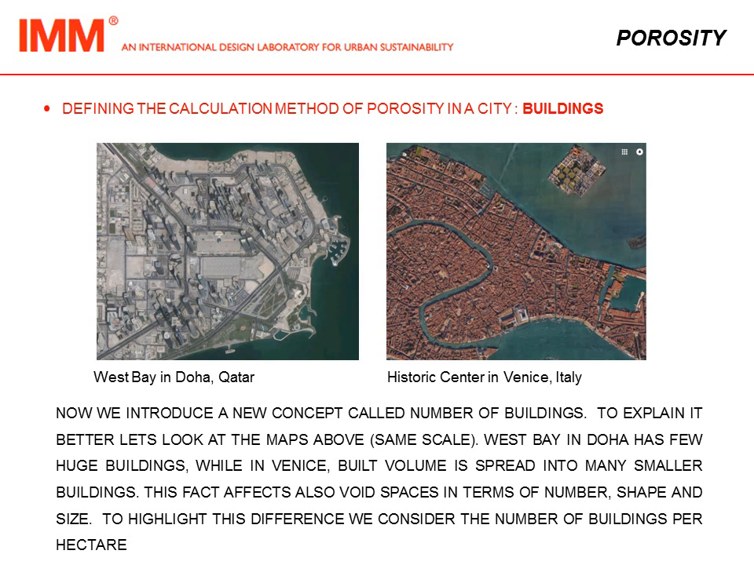Now we introduce a new concept called number of buildings. To explain it, even if it looks quite simple, let's look at the maps above, that are at the same scale. On the left, West Bay in Doha has few huge buildings, while in Venice, built volume is spread into many smaller buildings. This fact affects also void space in terms of number, shape, and size. To highlight this difference, we consider the number of buildings per hectare.